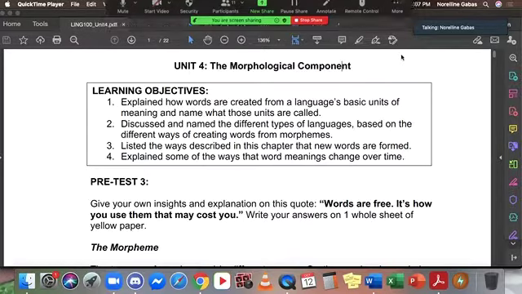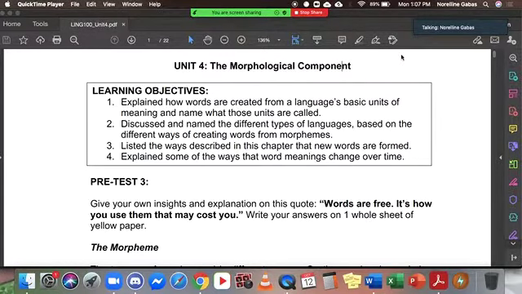Okay. So, last time, I think natapos na natin yung phonology, tsaka yung special topics na IPA sound ng vowels. So now, we are going to move on to the fourth lesson or unit 4 of Intro to Linguistics, and that is the morphological component.